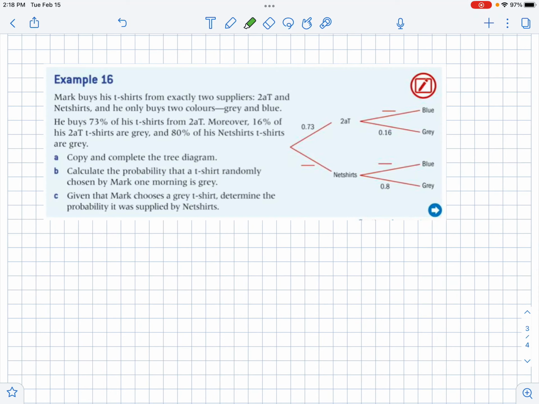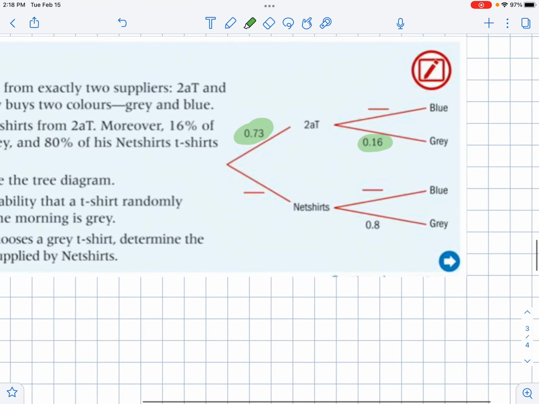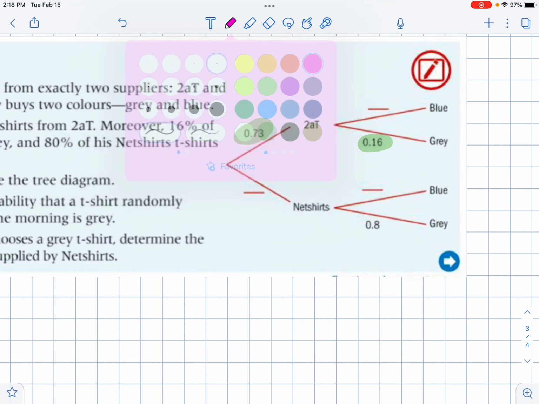Last example, Mark buys his t-shirts from exactly 2 suppliers, 2AT and Netshirts, and he only buys 2 colors, gray and blue. It's so exciting. He buys 73% of his t-shirts from 2AT, so I already see that 73% is right here. Moreover, 16% of his 2AT shirts are gray, so from 2AT, 16% of the shirts there are gray. First is copy and complete the tree diagram.